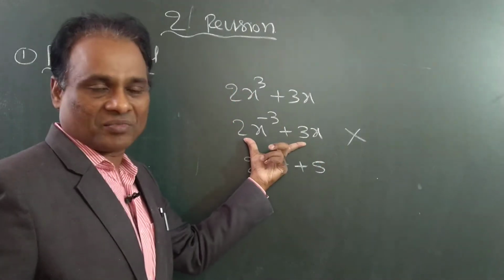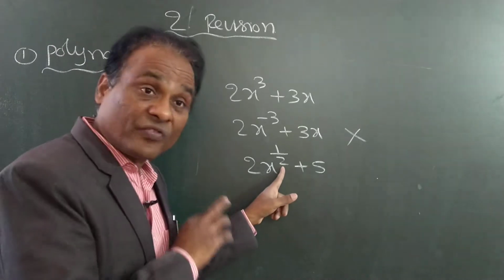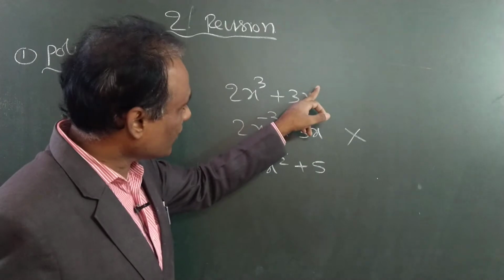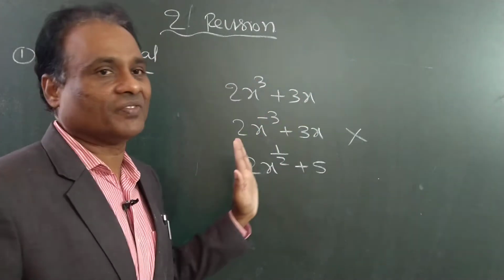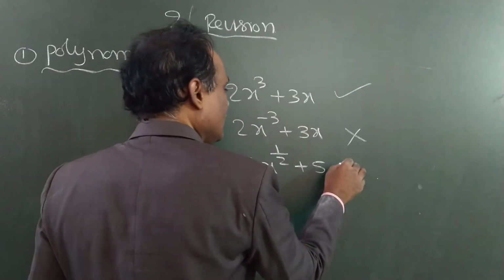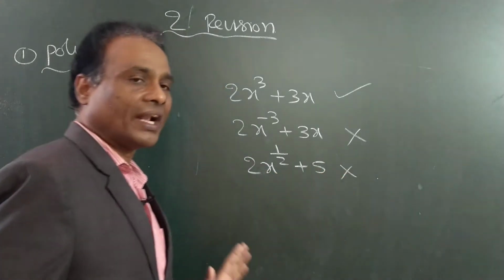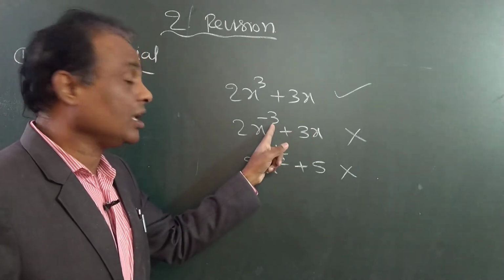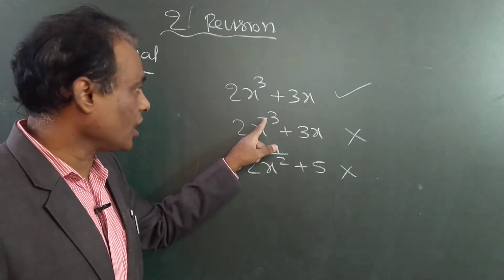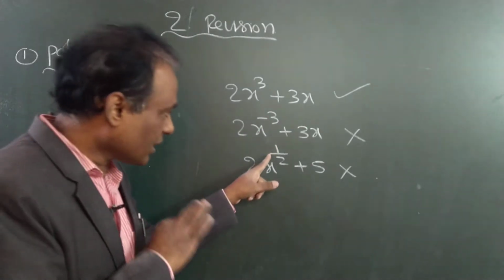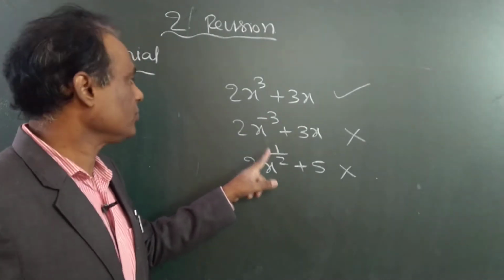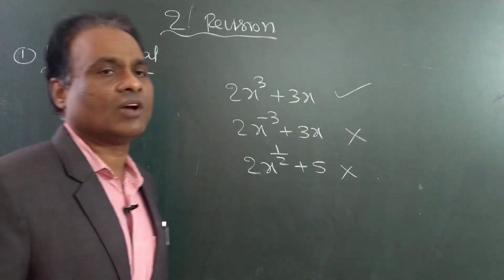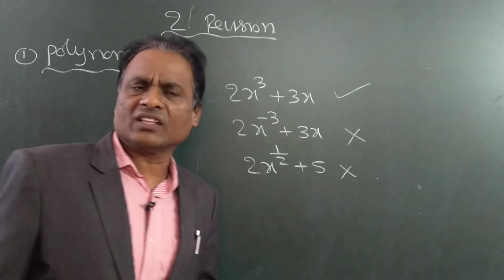If it is negative, it is not a polynomial. It should not be a fraction also. Only positive integers. Here power is 3, here power is 1. 3 and 1 both are positive integers. This is a polynomial. These are not polynomials. So polynomial means an algebraic expression whose powers of the variable should be positive integers. It should not be a negative integer, not a rational number or real number. Only positive integer, then it is a polynomial. That definition I already gave, once again I explained. You may get this in the bits.